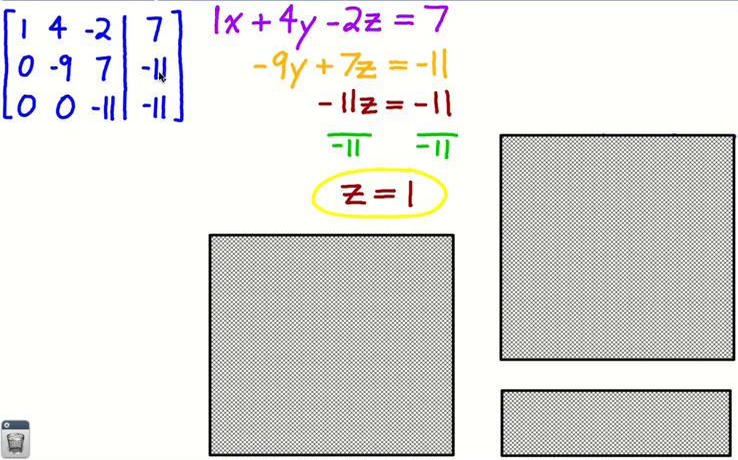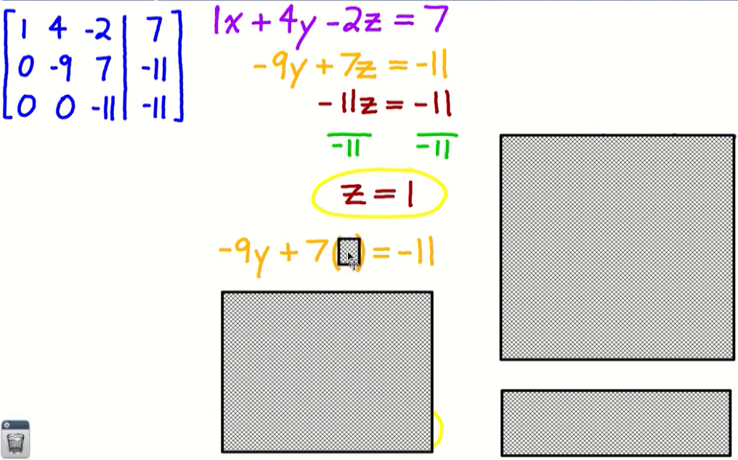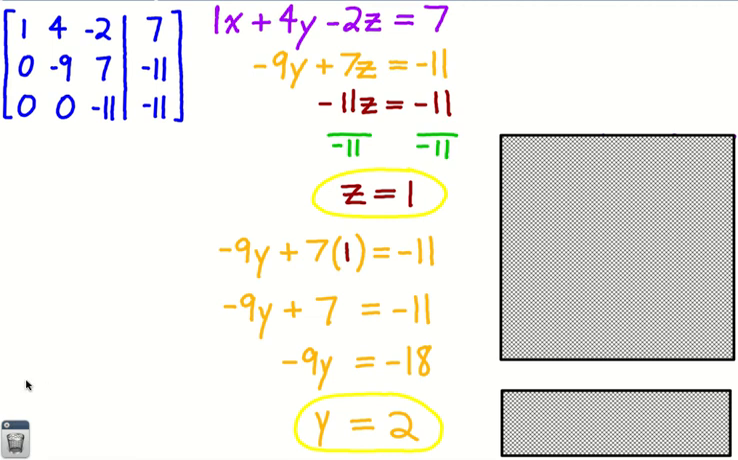Well, next, just like I said before, we're going to use this equation to figure out y. Because if we know that z equals 1, we can plug it in for z, and that'll allow us the opportunity in this equation to solve for y. So since we know that z equals 1, we can replace the z with 1. And that opens up the door to solve for y. Because 7 times 1 is 7. And then you can just finish solving this equation for y, and you get y equals 2.